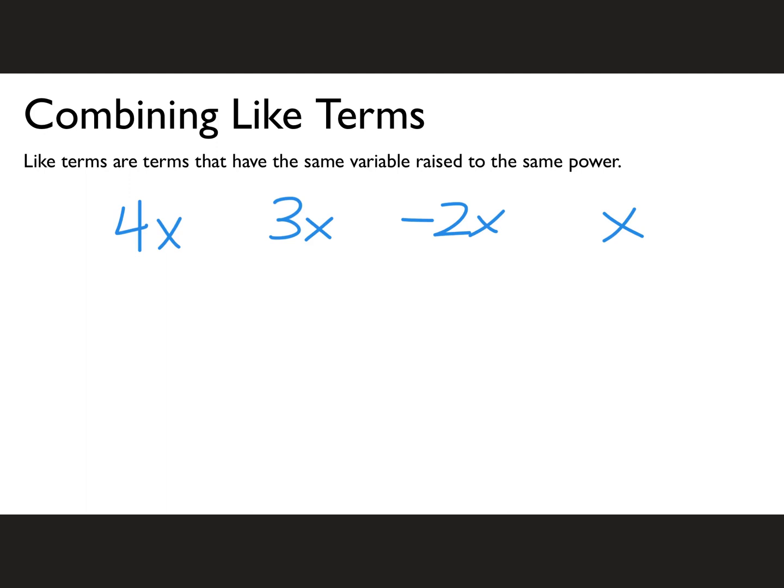Now I can put a squared, but it's going to be a totally different term. 4x squared, 3x squared. These go together, but they do not go together with the one that has just the x. And don't forget our constants. Our constants are also like terms. 2, 3, negative 4, 5. So a like term just has the same variable raised to the same power.